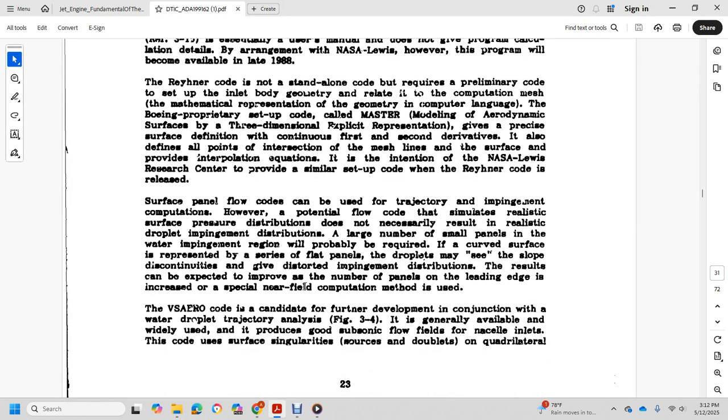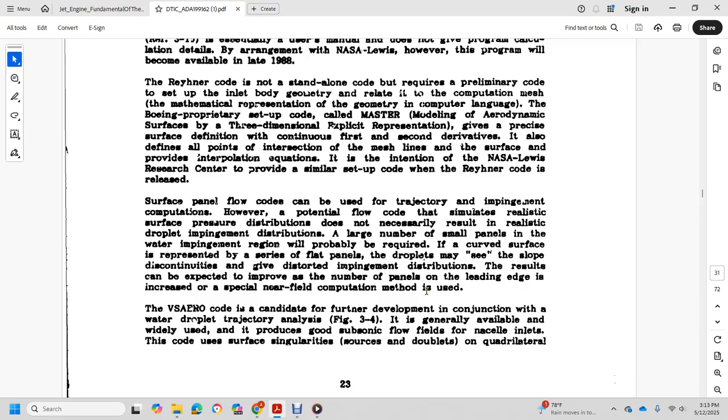Surface panel flow codes can be used for trajectory impingement computation. However, a potential flow code that simulates a realistic surface pressure distribution does not necessarily result in a realistic droplet impingement distribution. A large number of small panels in the water impingement region is probably required. A curved surface represented by a series of flat panels may show slope discontinuities that give distorted impingement distributions. Better results can be expected if the number of panels at the leading edge is increased or a special near-field computation method is used.